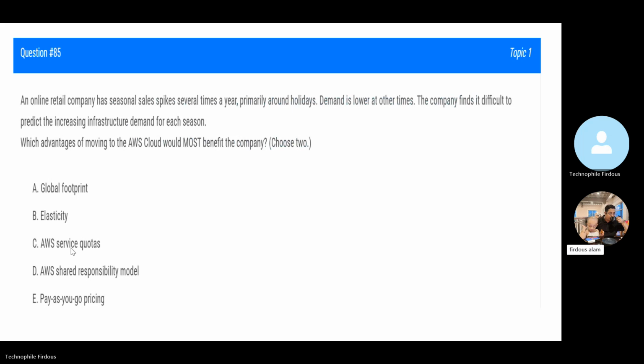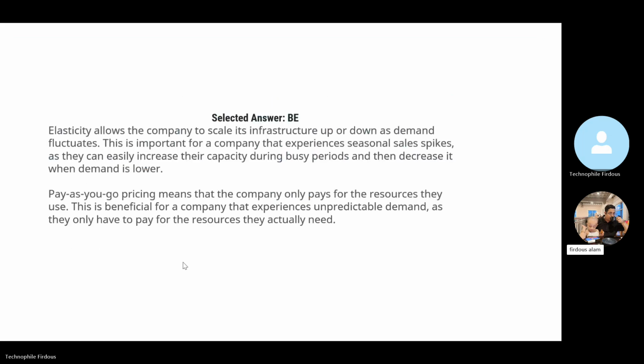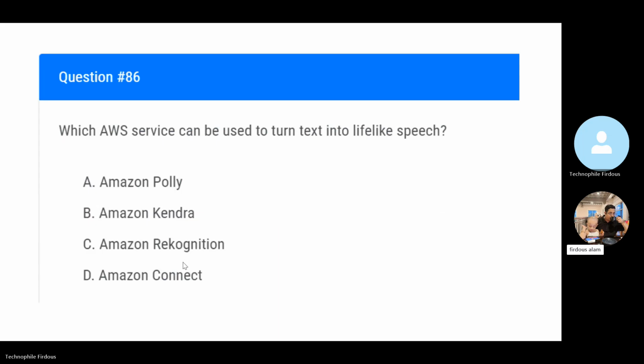Okay, the correct answer for this, I think it's B and E. Why elasticity? When there is a spike, it will go for the elasticity. And then a shared, and then pay-as-you-go models, okay? So pay-as-you-go and elasticity, these could be the two options, B and E. Let's see. Yeah, the correct answer is B and E. Let's move to the next question.